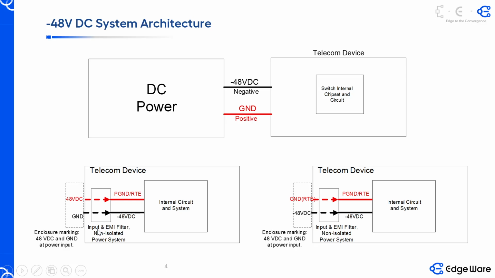So after EMI filtering and this kind of circuit, the positive VDC connects to the PGND, or we call it RTN, whatever. Then the GND connects to the negative 48 VDC. It works this way, and then connects to the internal circuit.